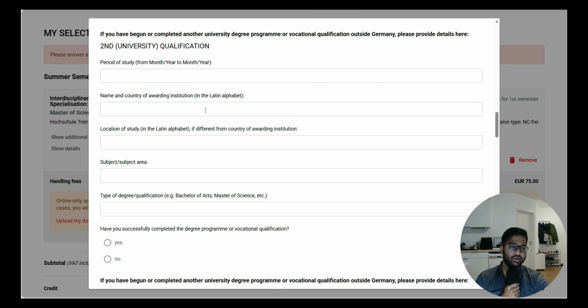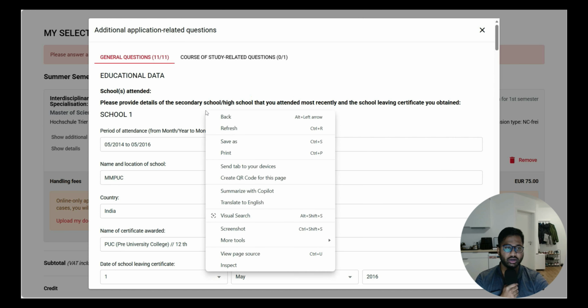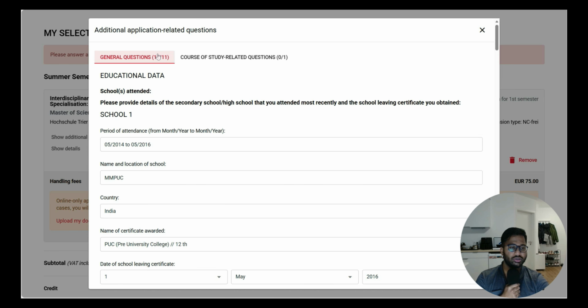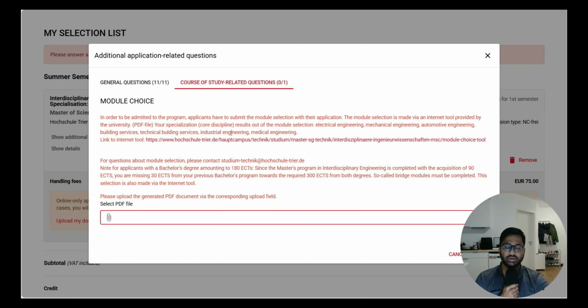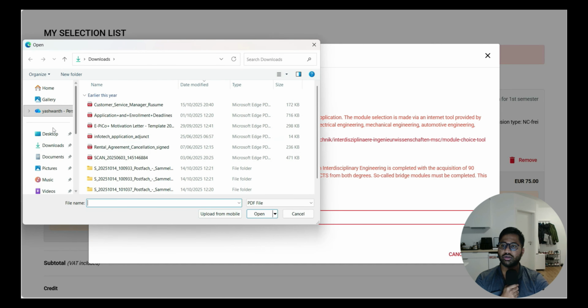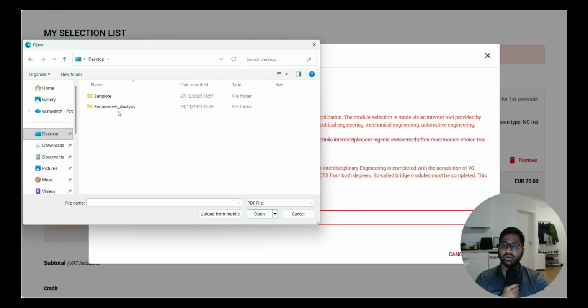If you do that, then you will get an admission for second semester directly. But yeah, these are the general questions, 11 out of 11 that you need to fill. And what is the course related question that you need to fill? As I told you, you need to just upload a module handbook, which is one extra. So here we go and we do the dummy document.